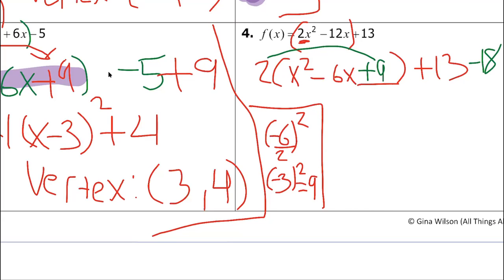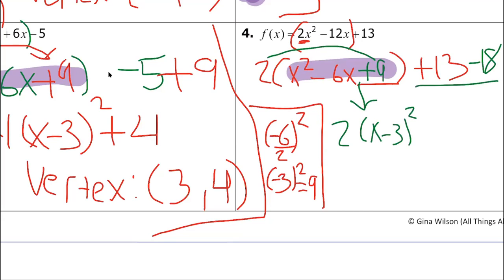So if you have a coefficient, just be careful. It changes this step where you have to undo what you add, or what you put in your equation. But other than that, this would still factor out simply. This was actually the same trinomial we had in the last problem. So this would be x minus 3 squared. 13 minus 18 is -5. So my vertex would be 3, -5.